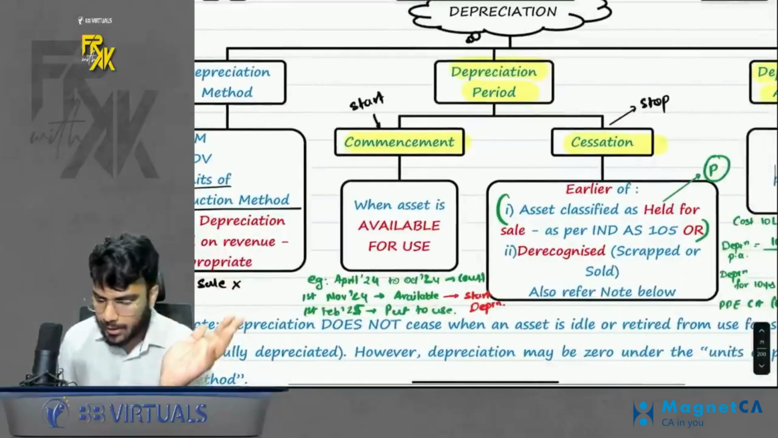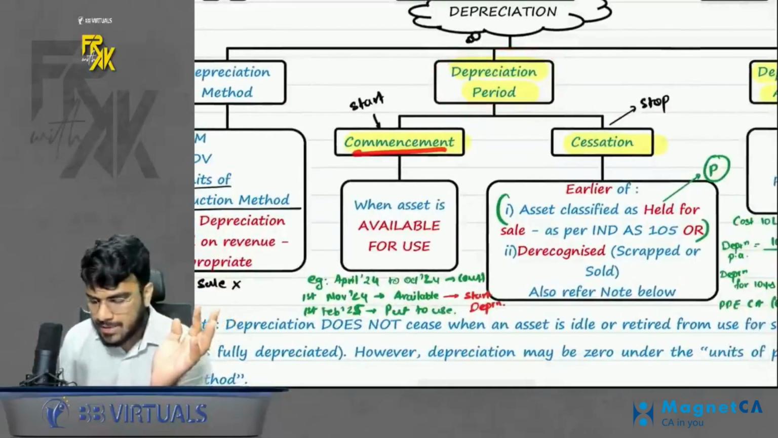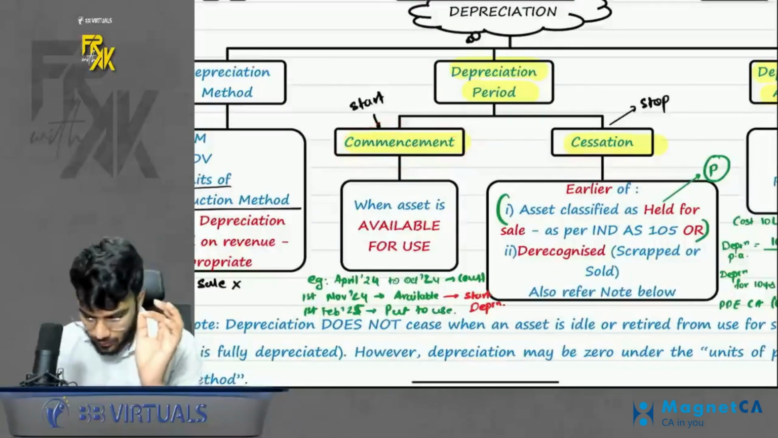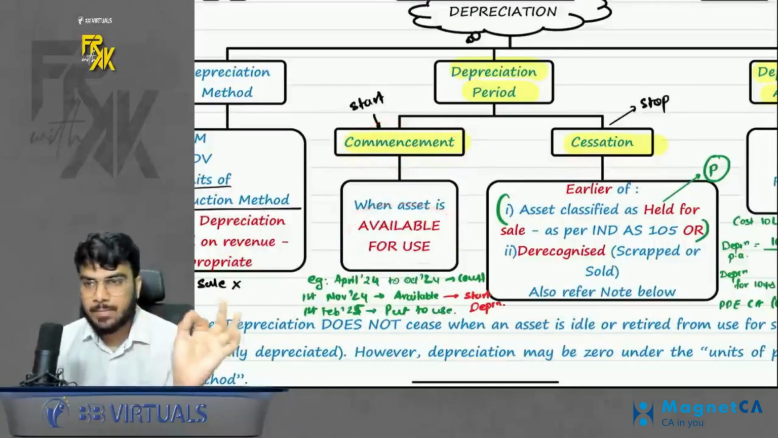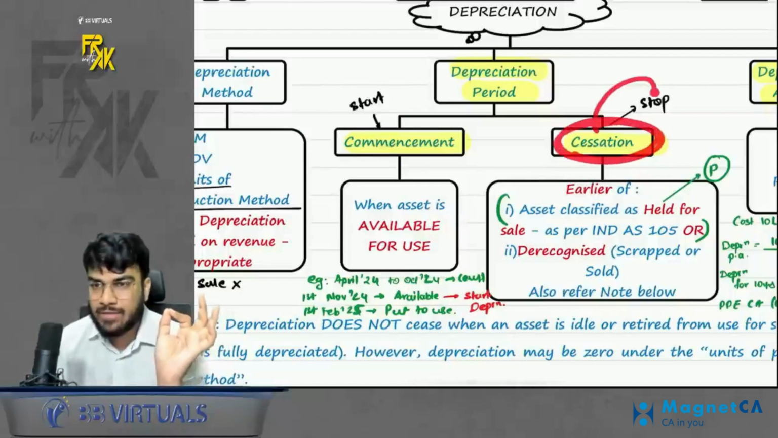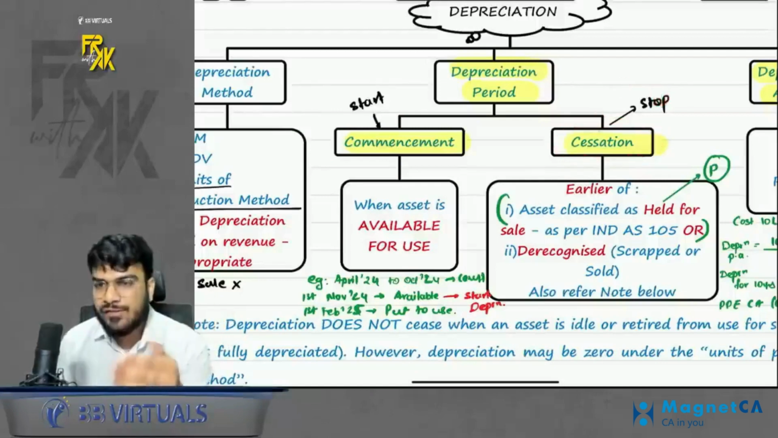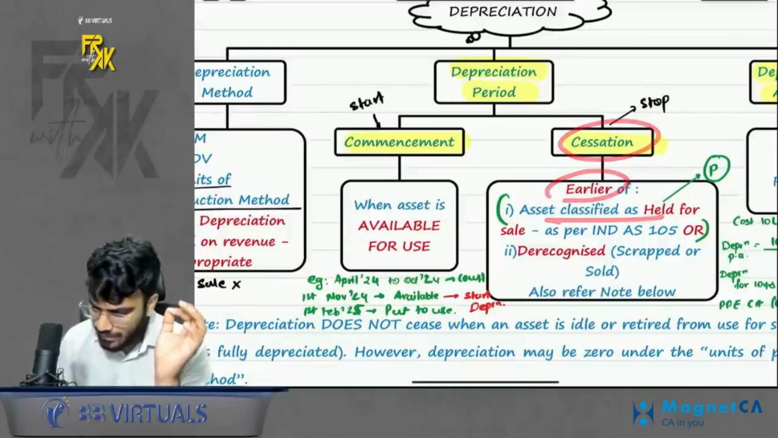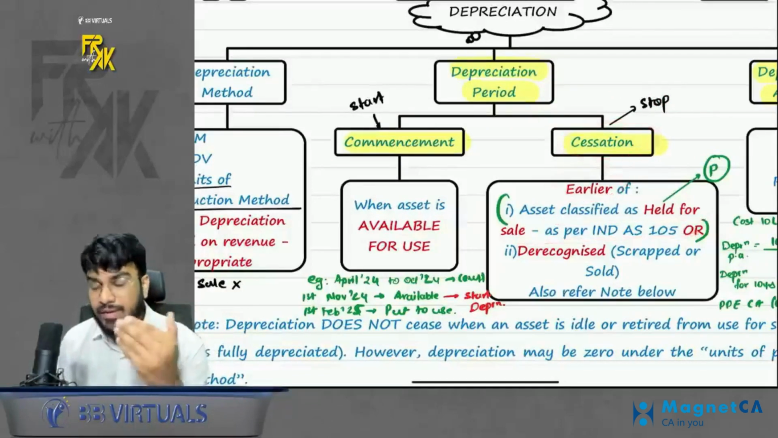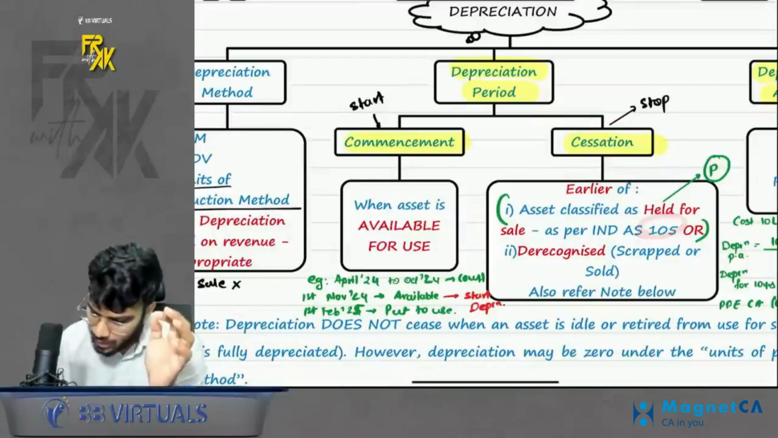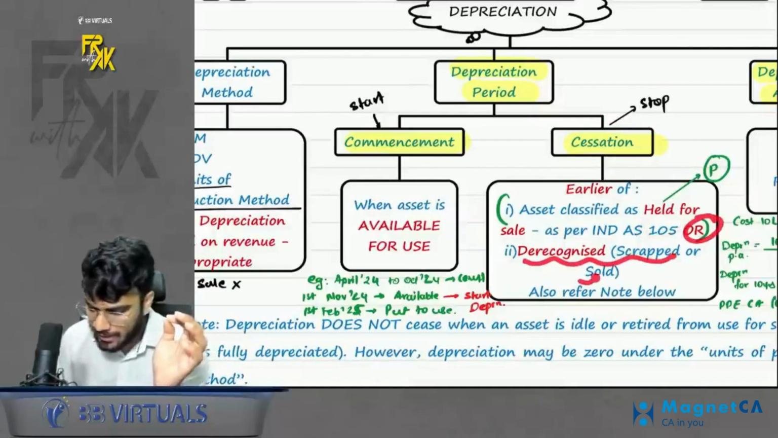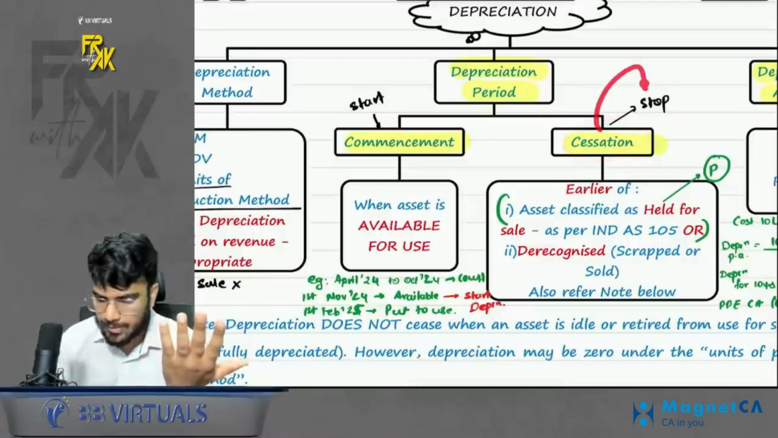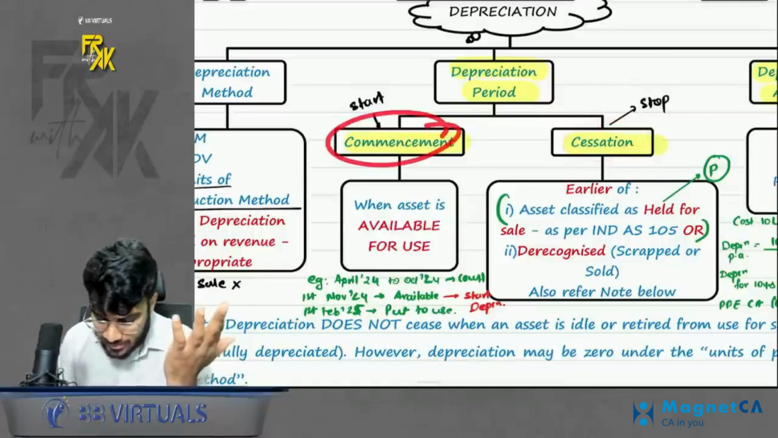Next point is depreciation period, commencement and cessation. Ideally when will you start the depreciation? When the asset is available for use. Simple. And when will you stop the depreciation? If you have studied Ind AS 105, you will stop at the earlier of when the asset is classified as held for sale as per 105. If you have studied 105, you will know, otherwise leave it. Or when the asset is sold or de-recognized. That means when the asset is out of your books, you will stop the depreciation. And start when the asset is available for use.